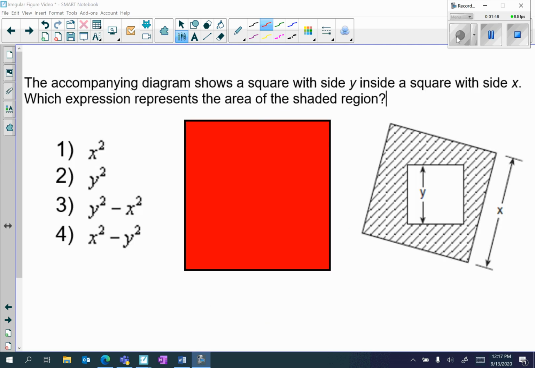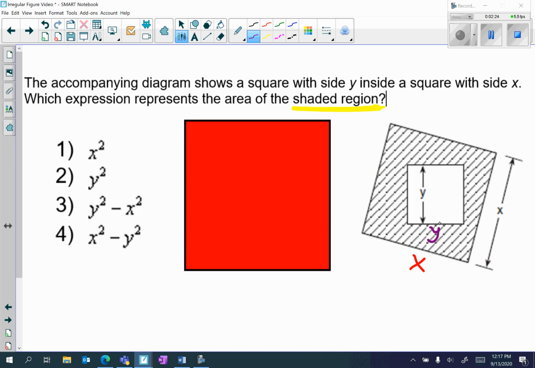Let's look at our first example. The accompanying diagram shows a square with side y inside a square with side x. Which expression represents the area of the shaded section? So the key word here is shaded region. Notice in my diagram, I have a square. The big square has side length x, which means all the sides are x. And then my little square has side length y, which means all the sides are y.